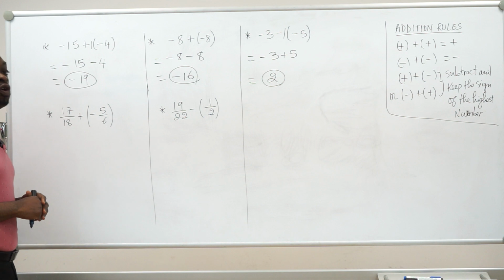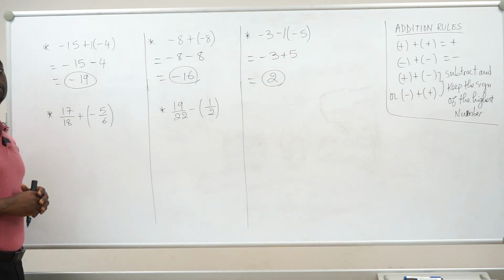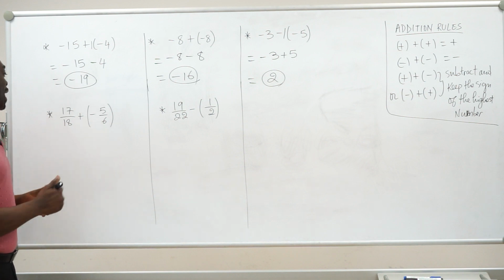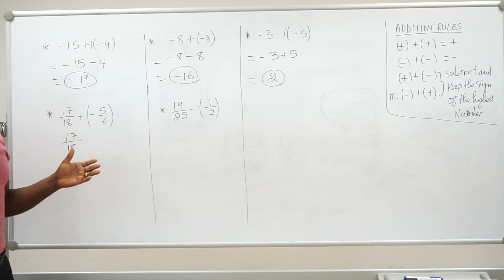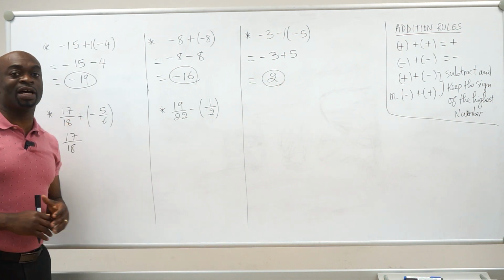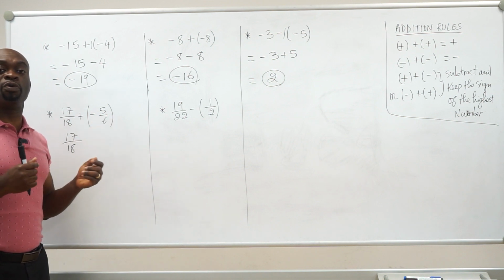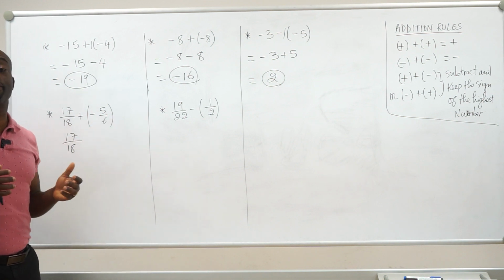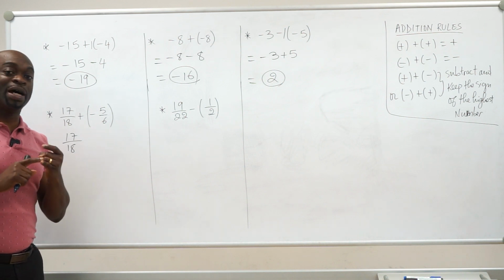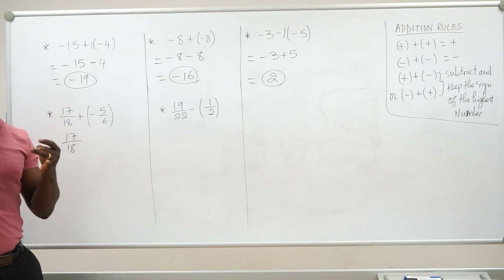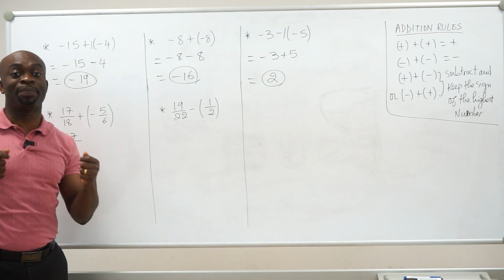Now, if we have question number 4 here, we have 17 over 18 plus negative 5 over 6. So what's going to happen? We still have to try to remove the parentheses. And what does a positive sign do to what we have inside the parentheses? The positive sign actually does not change anything. But the negative sign changes whatever you have inside the parentheses to the opposite sign.